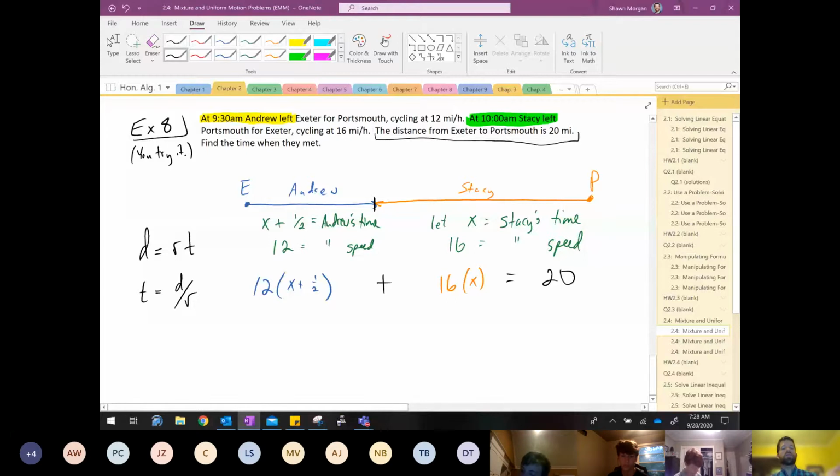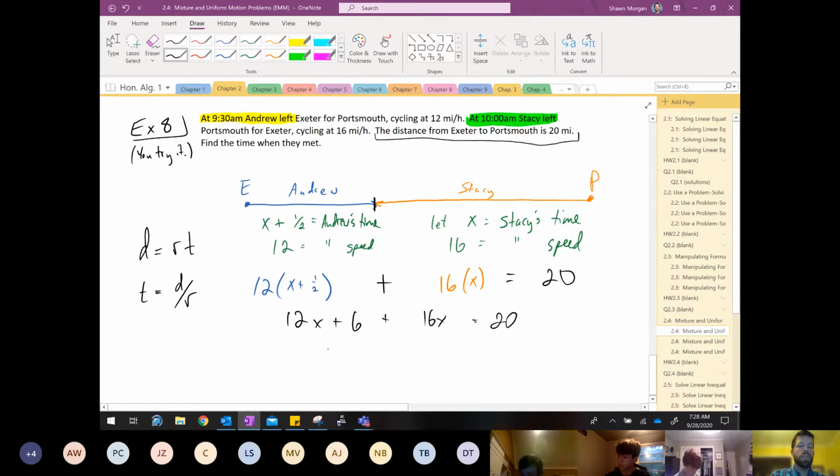Okay? Because if Andrew covers a certain amount, for example, let's say Andrew covers 5 miles, then Stacy will have covered 15 miles. That's the idea, that we add them up together. All right, so we can use our distributive property. Go ahead and do that. 12x plus 6 plus 16x equals 20.